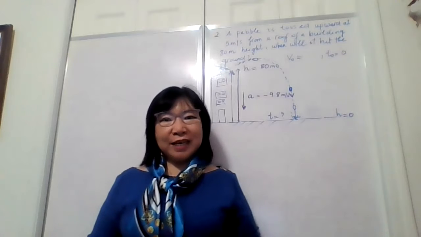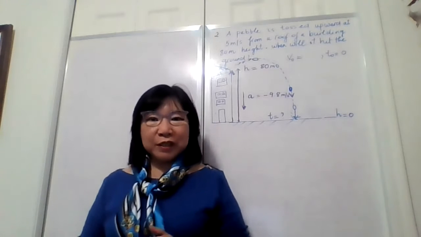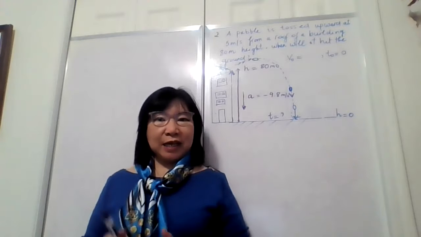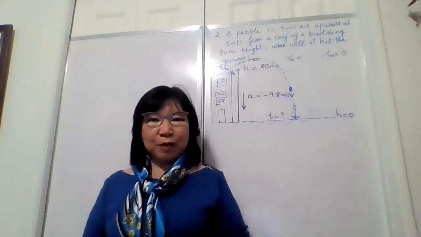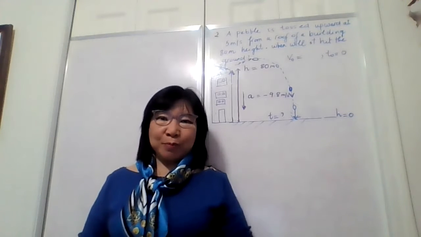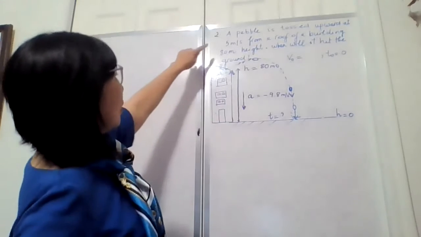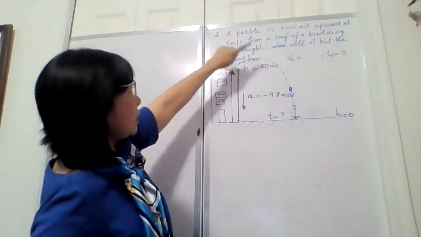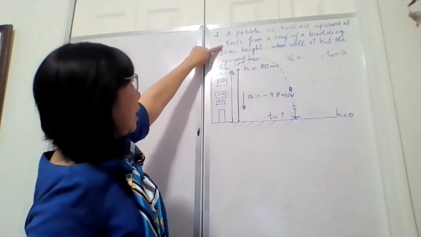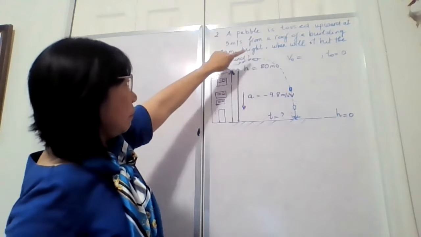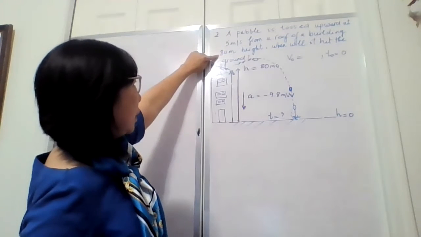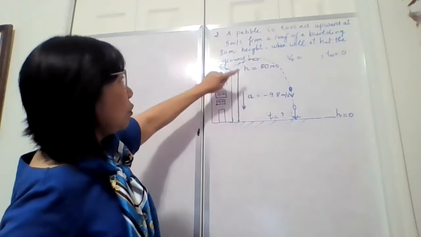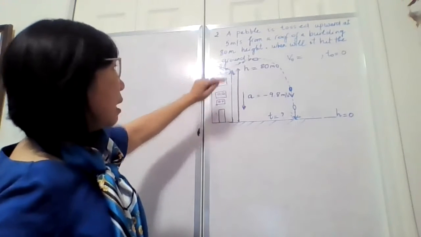In this video today, I will continue with the application of antiderivatives in calculus to solve word problems. Let me read the problem to you. A pebble is tossed upward at 5 meters per second from the roof of a building 80 meters high. When will it hit the ground?